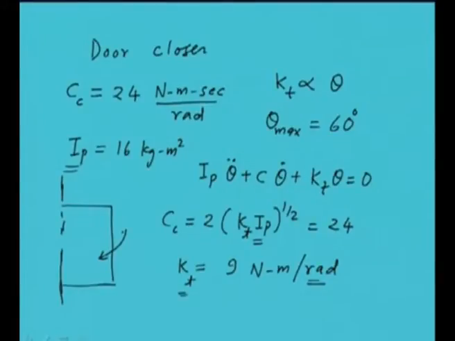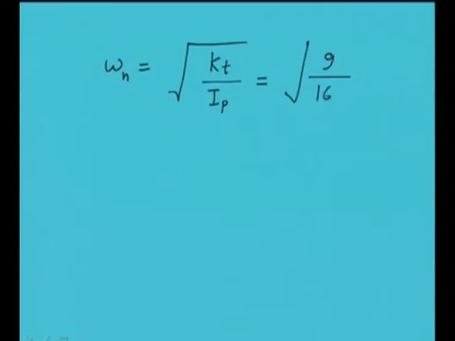And once we know the Kt, and the mass of the system is also given, that is mass of the system is 48 kg, the undamped natural frequency can be obtained. Basically mass will not come here, polar mass moment of inertia will come. So if we substitute the Kt and IP, which is with us now, 9 divided by the IP, which is now 16, this will give us 3/4 radians per second as the undamped natural frequency.